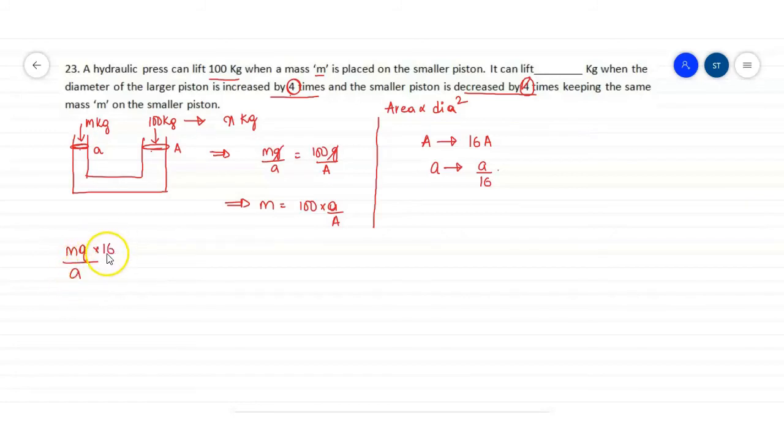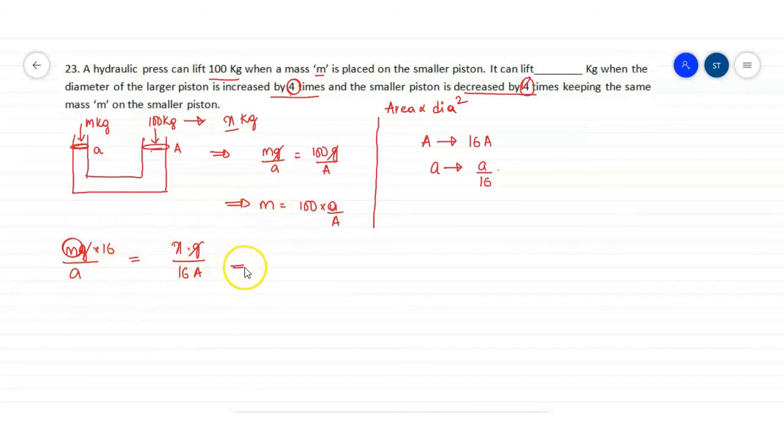So 16 will come here, is equal to 100. Instead of 100 we are having x here. So this will be xg upon area, which has now become 16 capital A. Again g will get cancelled out. Now substitute the value of m from the first case.